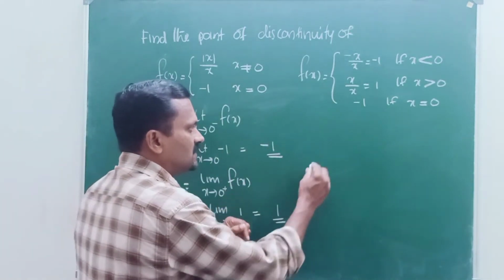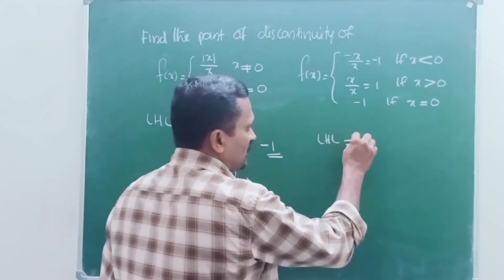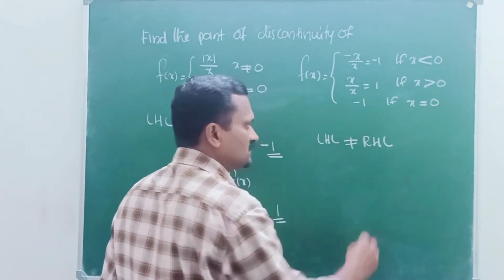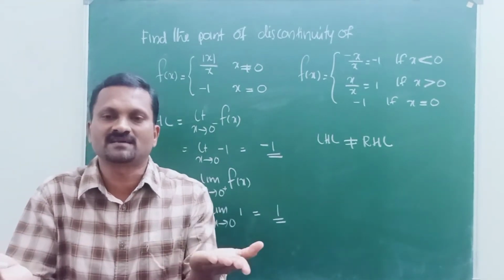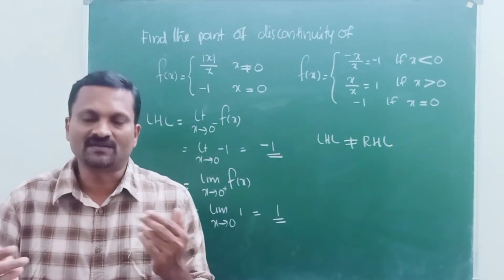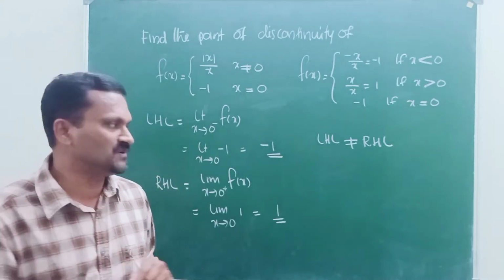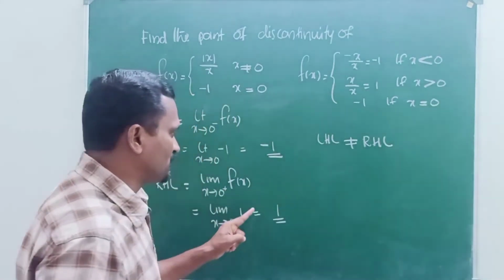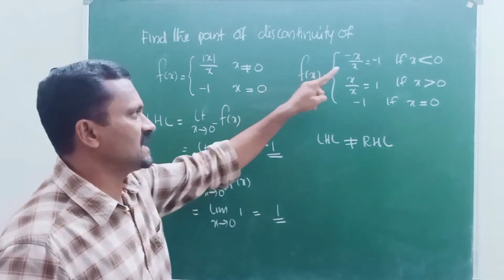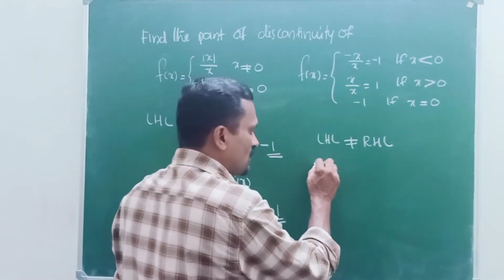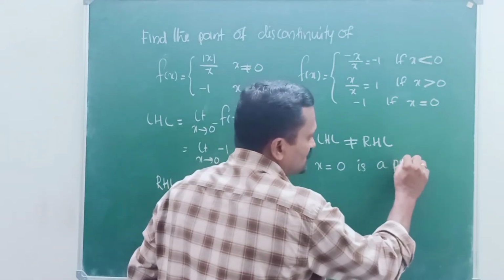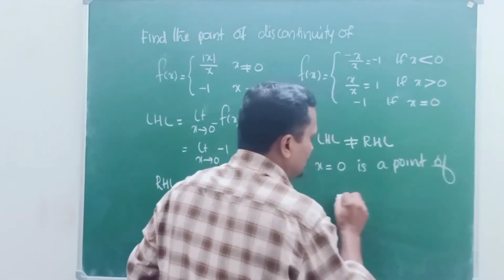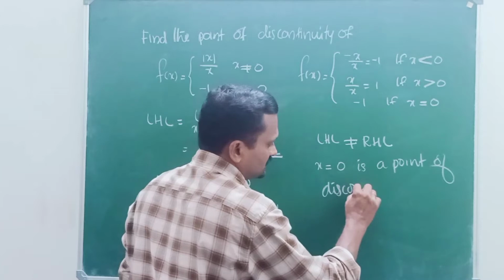It is clear that LHL is not equal to RHL. Then what is the conclusion? If LHL and RHL are not equal, then the function is not continuous. That is, f of x is not continuous at x equal to 0, or x equal to 0 is a point of discontinuity.